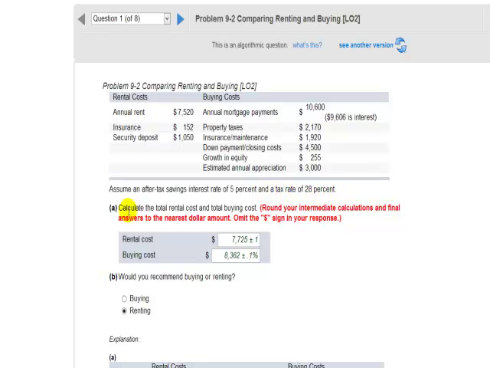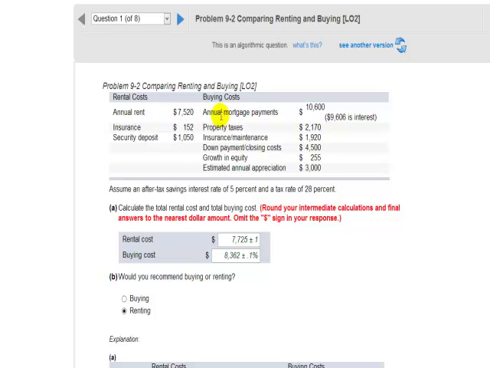Part A asks the question, calculate the total rental cost and total buying cost. Now keep in mind that these things we're going to make comparisons for are just things on paper. These are not what I call the qualitative things, like for example, it may take a lot longer to sell a property that you buy than to just cut the lease on something, or rental properties usually are cheaper, but usually you don't have as much privacy, and those kind of things. So we're not looking at the qualitative issues, only the black and white quantitative numbers.